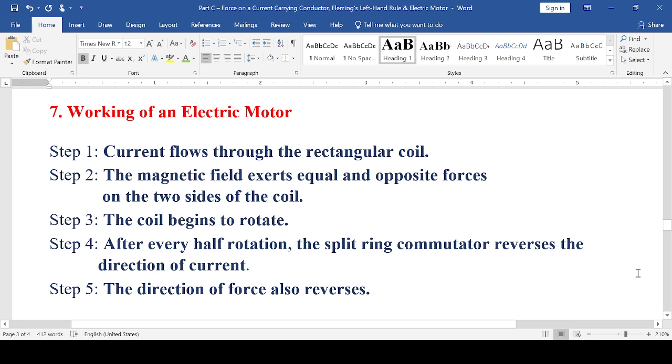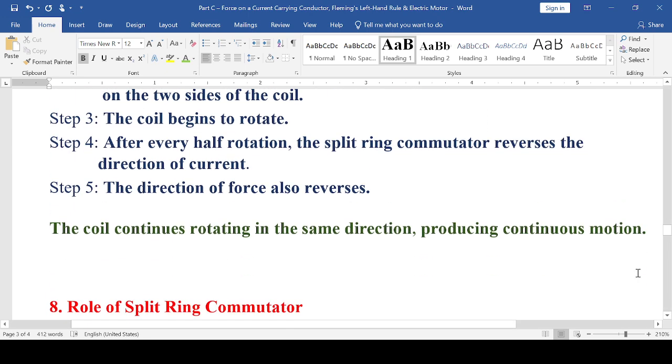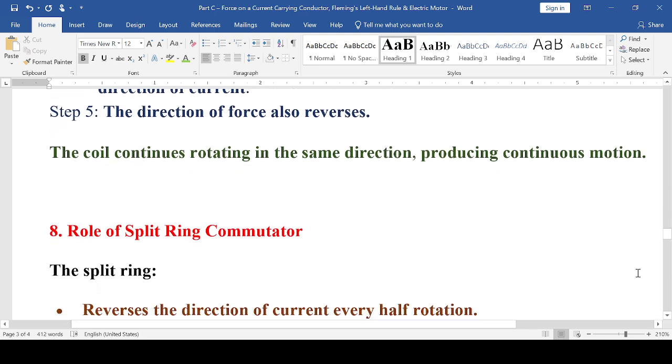After every half rotation, students, the split ring commutator reverses the direction of the current, and the direction of the force also reverses. When the direction of the current reverses by the split ring, the direction of force also reverses. The coil continues rotating in the same direction, so it produces continuous motion.